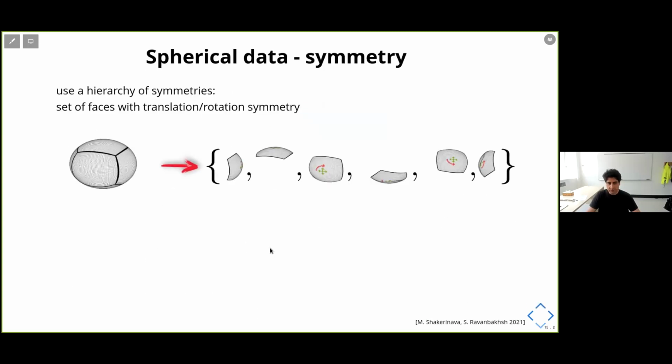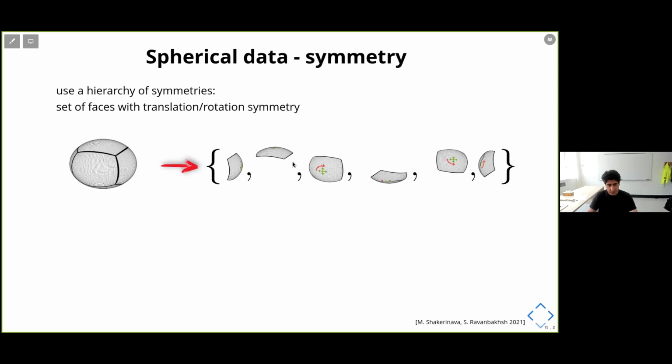So one solution is the following. We can just pick each face, say that we have translation and rotation symmetry on that face, and then say we have a set of faces. So we have a hierarchical structure. We have the symmetric group on top because we have a set, and then we have translation and rotation symmetry in each face. So this model is very similar to what gauge equivariant CNNs do for pixelized spheres.